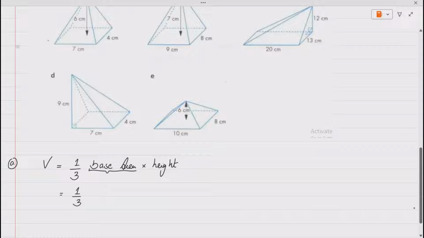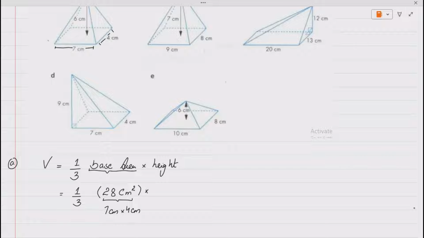Base area is this length and this breadth, so you have to multiply these two. So 7 multiplied by 4, you get 28 centimeter square. You must carry the unit with the question. And the height is 6 centimeter.